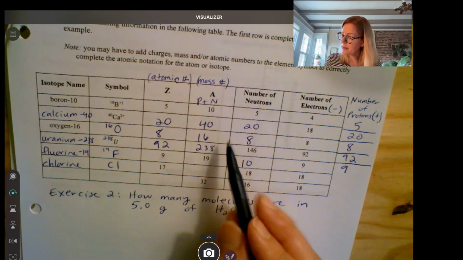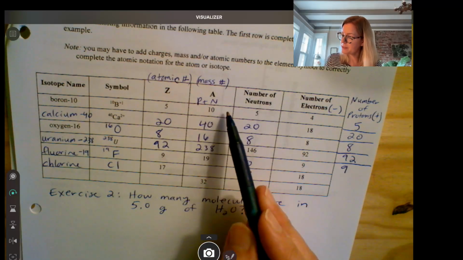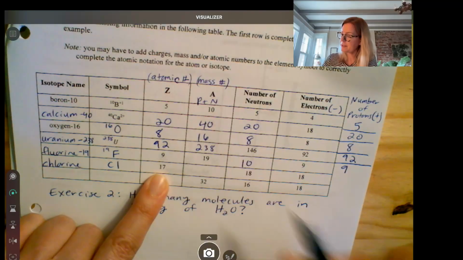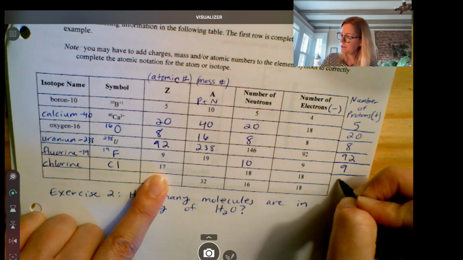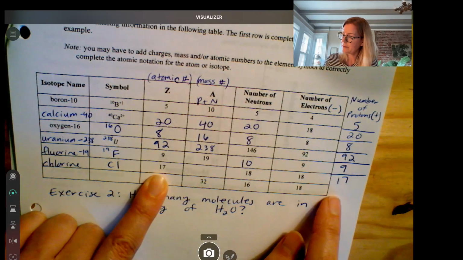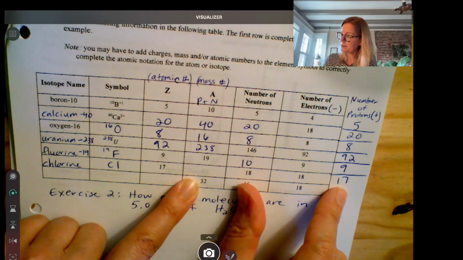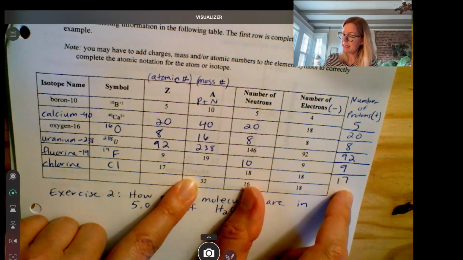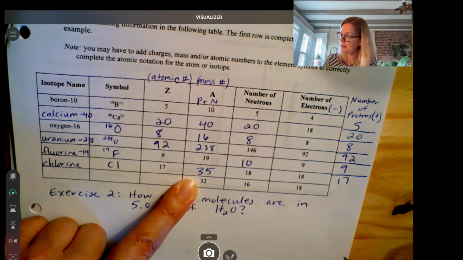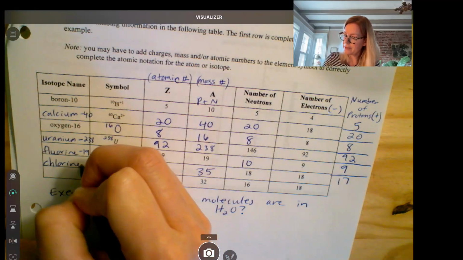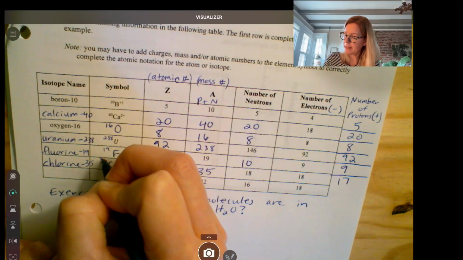Okay. The mass number is the protons and the neutrons together. So if the atomic number is 17, the protons is 17, okay? To figure out the mass number, we would add the protons and neutrons. 17 plus 18 adds up to 35. Okay, so this is chlorine 35, and put the 35 up high.